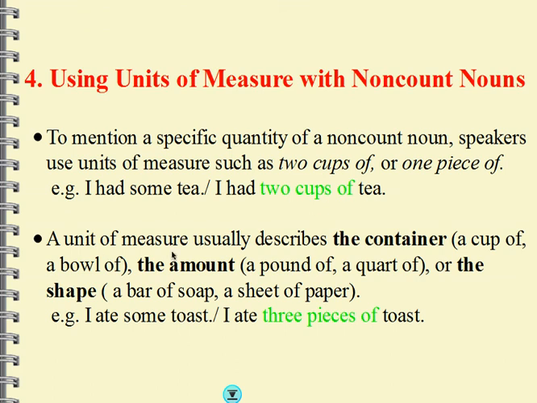A unit of measure usually describes the container, a cup of, a bowl of. Example, I drank 2 cups of water. A unit of measure usually describes the amount, a pound of, a quart of. Example, I bought 3 pounds of sugar. A unit of measure usually describes the shape, a bar of soap, a sheet of paper. Example, I bought 4 bars of soap.